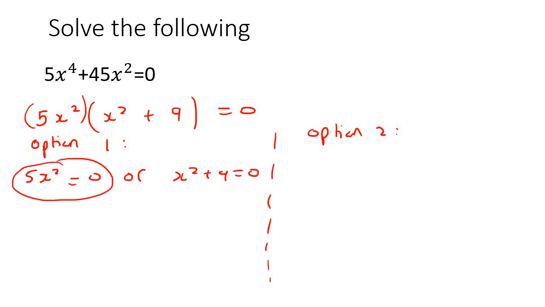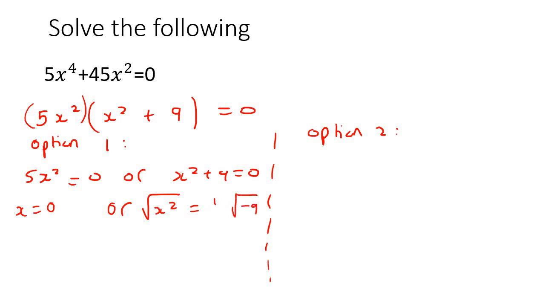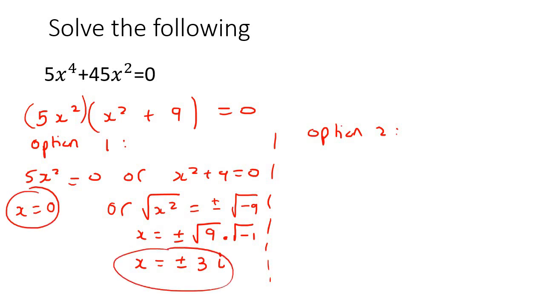For this one, you're just going to divide by 5 and take the square root, and you're going to end up with 0. And then for this one, you could say x squared is equal to negative 9. Take the square root on both sides, say plus minus, and so x would be equal to positive or negative the square root of 9 multiplied by the square root of negative 1. So x would be plus or minus 3i, because the square root of negative 1 is i. So there are your 3 answers: x is 0, x is 3i, and x is negative 3i.